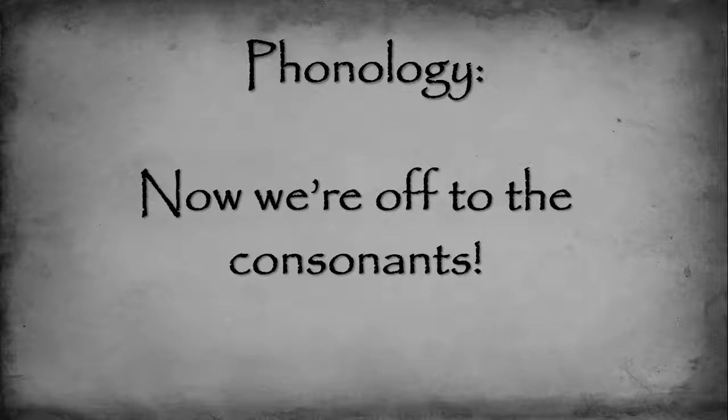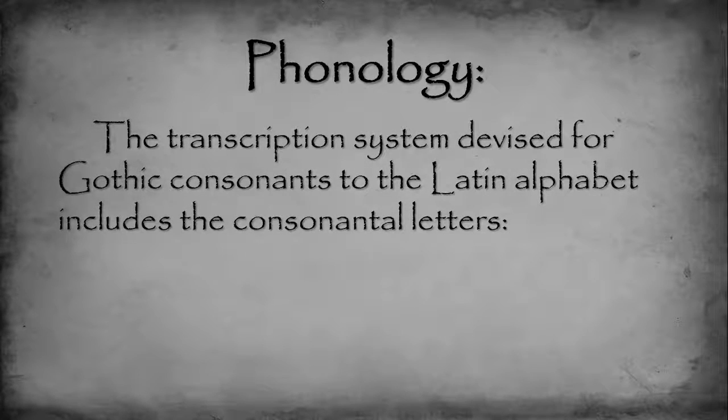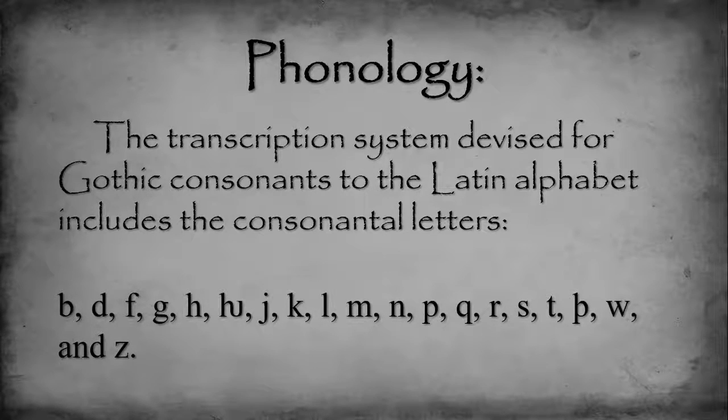Now we're off to the consonants. The transcription system devised for Gothic consonants to the Latin alphabet includes the consonantal letters B, D, F, G, H, hw, J, K, L, M, N, P, Q, R, S, T, thorn, W, and Z.